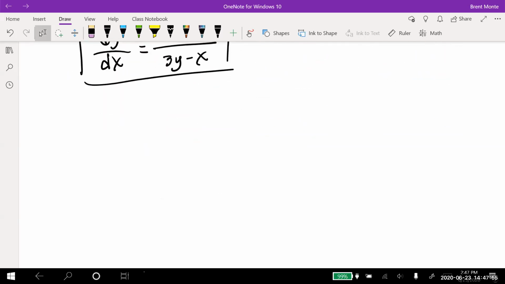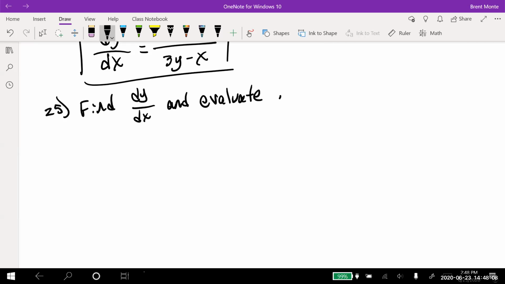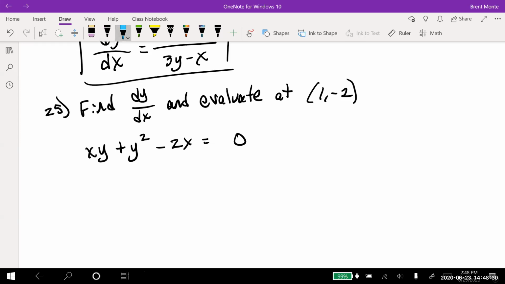Do one more of these where we plug in values at the end. It's problem 25. Find dy dx. I'm just going to say this time, and evaluate at 1, negative 2. So as you see, a lot of the same values there. And what they give us this time is xy plus y squared minus 2x equals 0. So I'm going to leave a little room for the equals 0 so I can slide in my d dx on both sides.